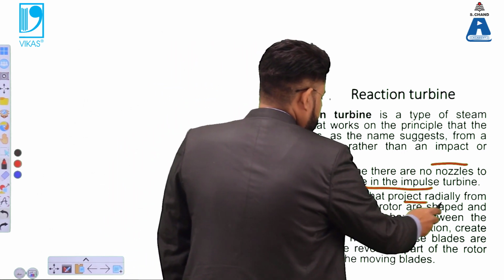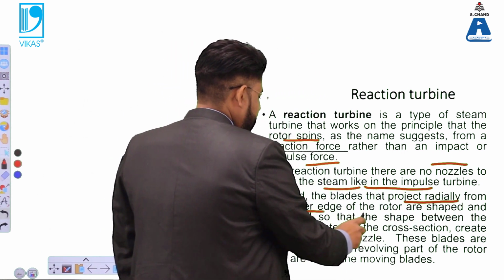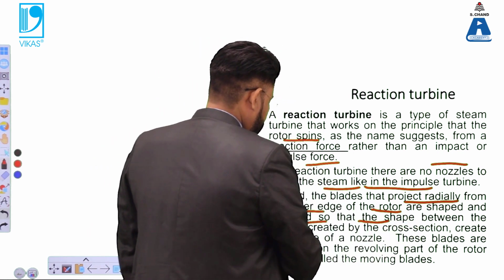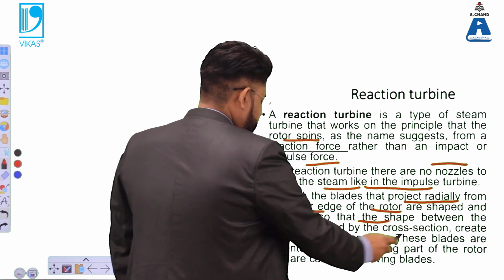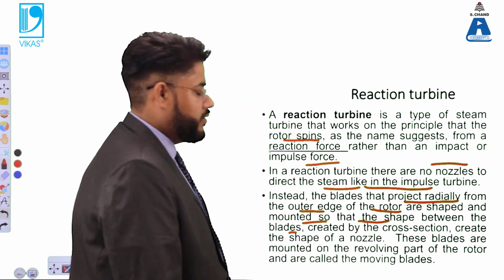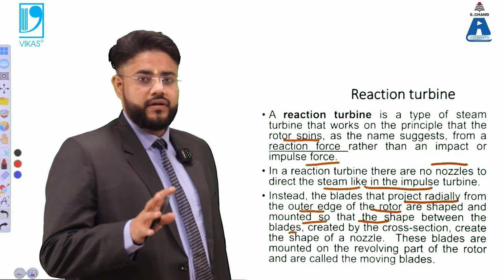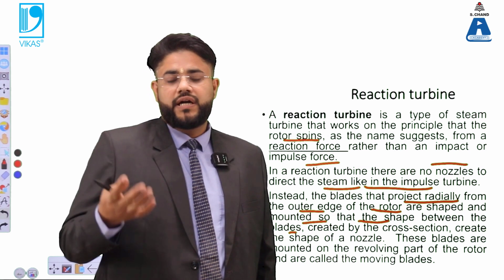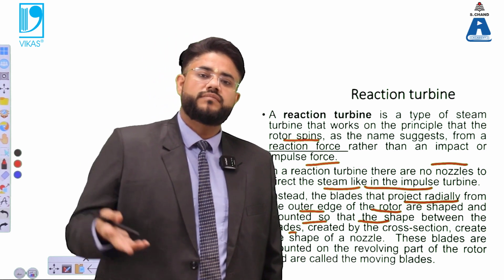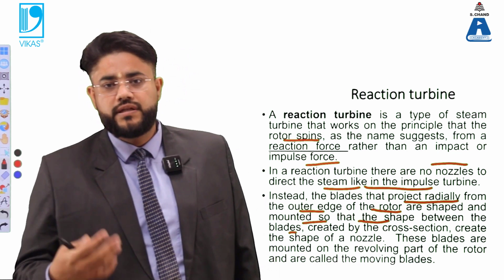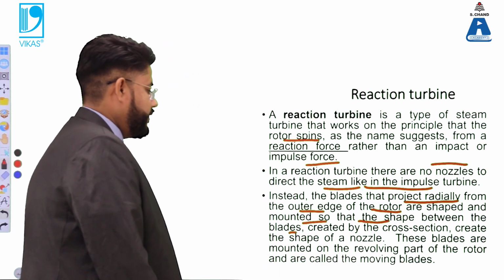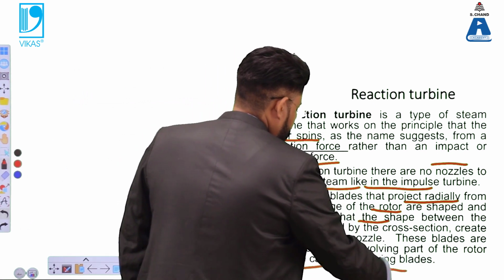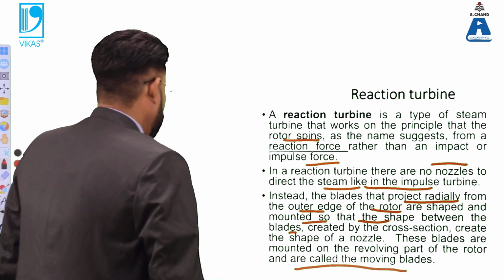Instead, the blades that project radially from the outer edge of the rotor are shaped and mounted so that the space between the blades, created by the cross section, forms the shape of a nozzle. So we don't have a nozzle as such, but the shape of the blade, when it comes in contact with the steam, ultimately becomes a nozzle and directs the steam to guide on the surface. These blades are mounted on the revolving parts and thereby allow it to rotate.